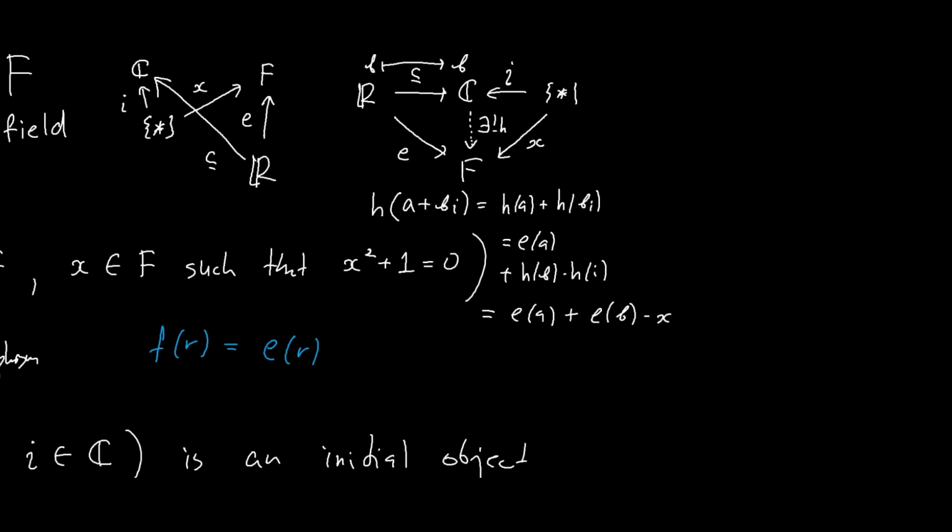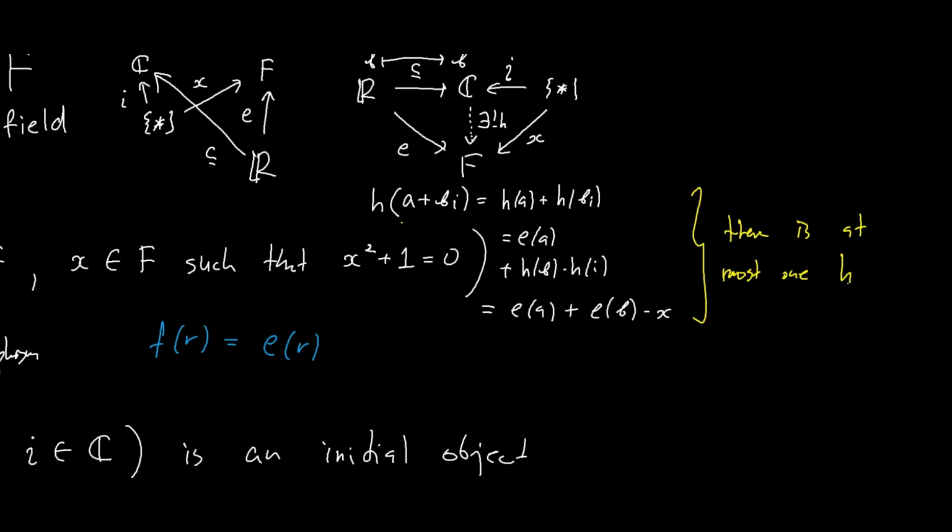So you see, this actually proves that there is at most one H, because if I have such H, then H of each complex number must equal this, right? So this proves there is at most one H.